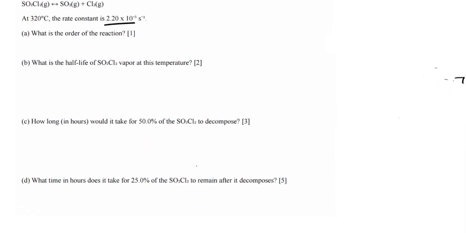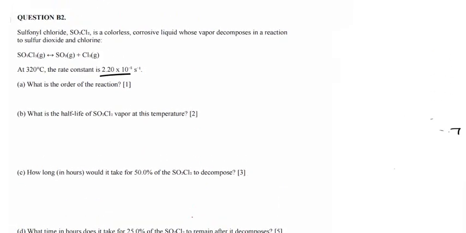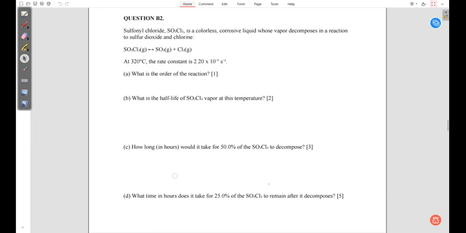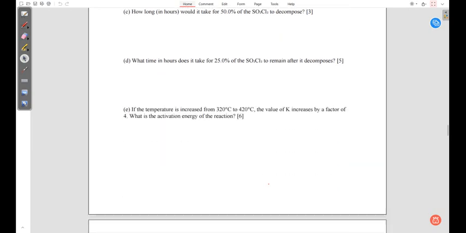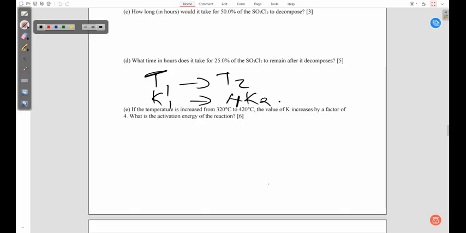So let's see what E is asking us to do. We didn't actually get E. So for E, if the temperature is increased from that, the value of K increases by a factor of 4. What is the activation energy of the reaction? So this is now the Arrhenius equation. We're talking about moving from temperature 1 to temperature 2, and then we are told K is increased by a factor of 4. So that's 4 K1.